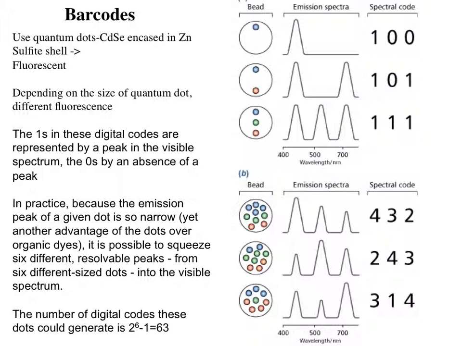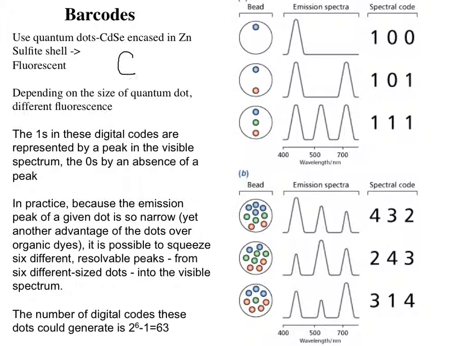In practice, because the emission peak of a given dot is so narrow, it is possible to squeeze 6 different resolvable peaks from 6 different sized dots into the visible spectrum. And the number of digital codes these dots could generate is 2 to the 6 minus 1, or 63. And so that number shown here can be determined by this equation.